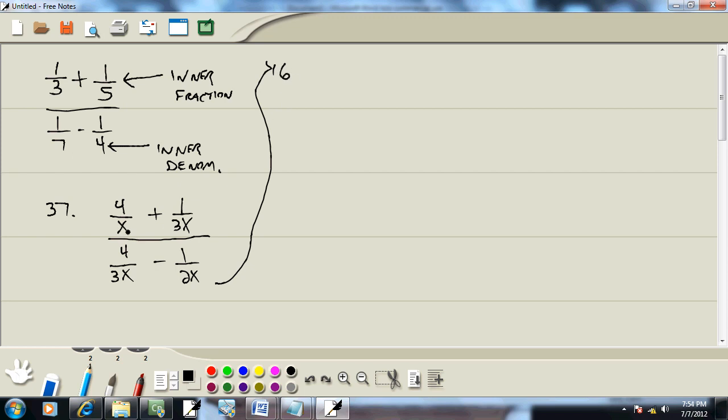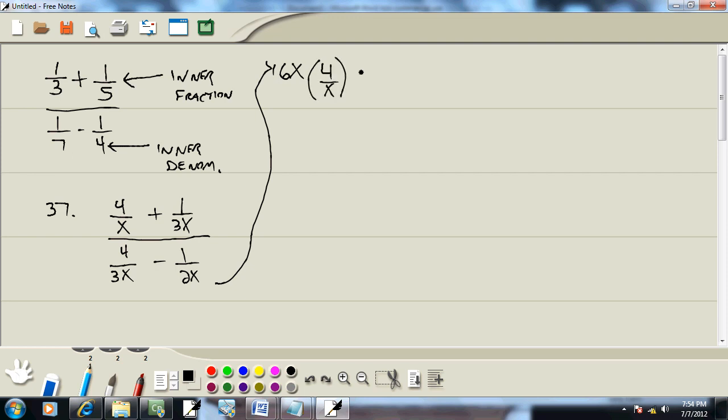And for the x, this is a single x, and I'm looking for the greatest number of single x's in any single inner denominator. So there's 1 here, there's 1 here, there's 1 here, and there's 1 here. So the greatest number of single x's in any single inner denominator is 1. So we're going to have 6x. And that's what I multiply everything by.